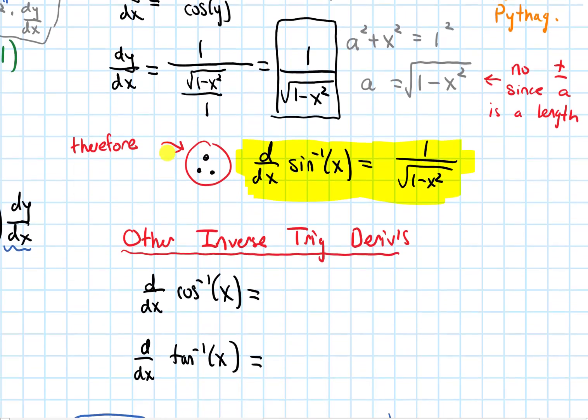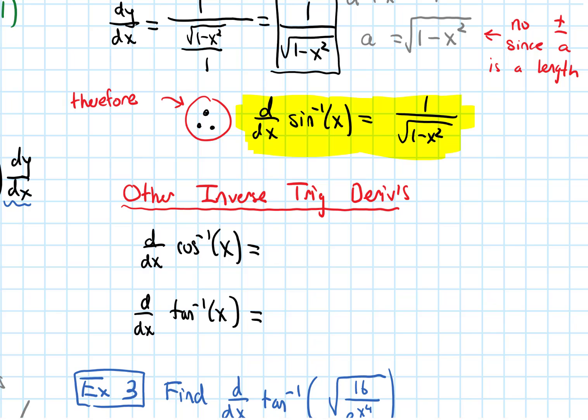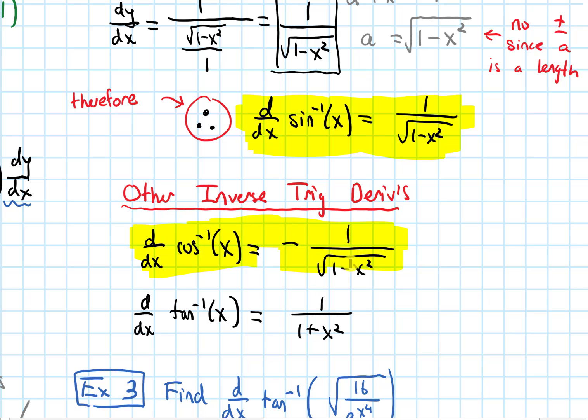Okay, we can do something really similar to get the other inverse trig derivatives. I'm just going to say what they are because the process is very similar. The derivative of cosine inverse is negative 1 over the square root of 1 minus x squared. So almost identical to the derivative of sine inverse, just the opposite sign. The derivative of tangent inverse is 1 over 1 plus x squared. These are the inverse trig derivatives that show up most often, I would say.